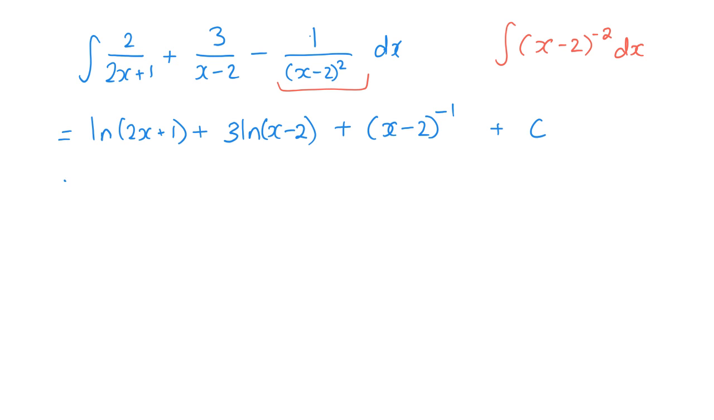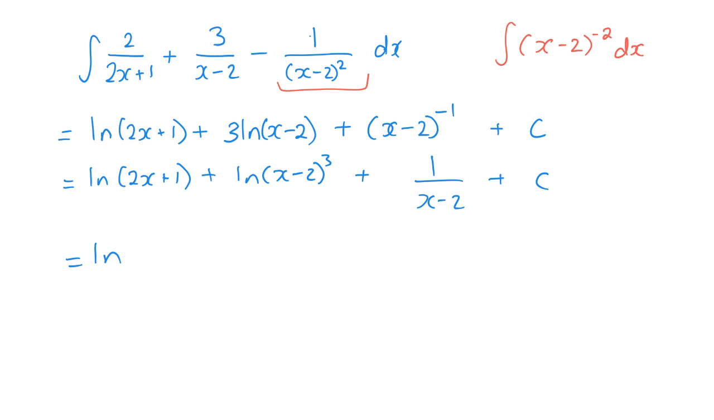And then just tidying it up, it depends on what the question asks, how much you have to tidy this. I would always tidy the logs a bit. So we'd have ln of (2x plus 1)(x minus 2) cubed, because we're adding, so we'll multiply those together. But we can combine the log with this fraction or the c.